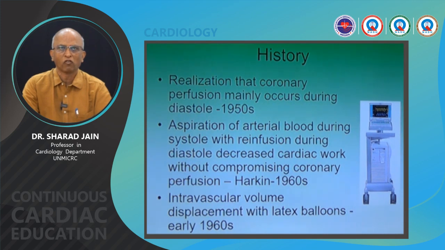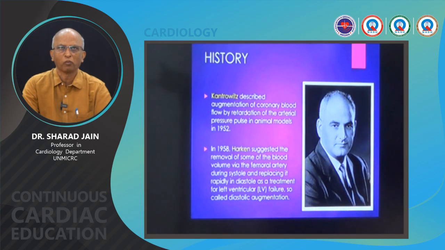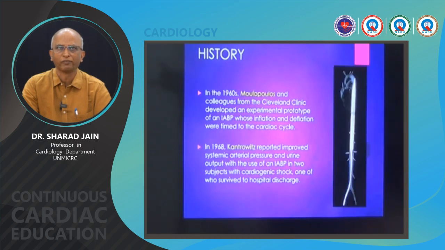The concept of intravascular volume displacement with latex balloons came in the early 1960s. Coming to the history, augmentation of coronary blood flow by retardation of the arterial pressure pulse was described in animal models in 1952. In 1958, Harken suggested the removal of some of the blood volume via the femoral artery during systole and replacing it rapidly in diastole as a treatment for left ventricular failure, so-called diastolic augmentation.